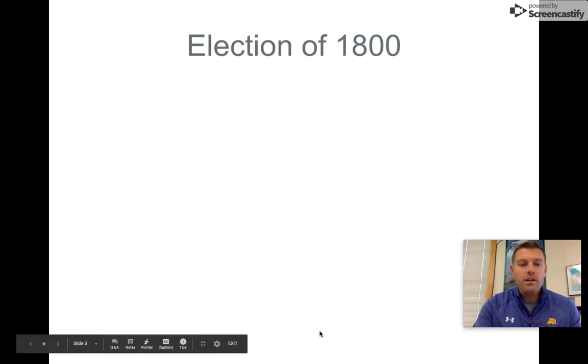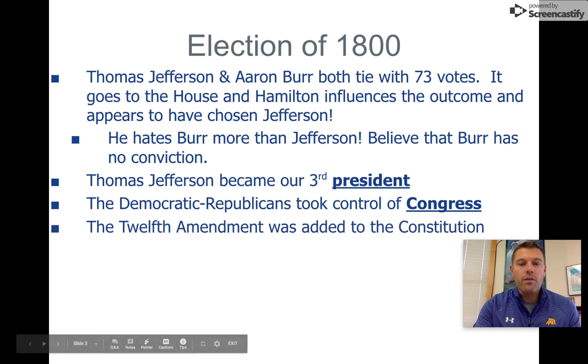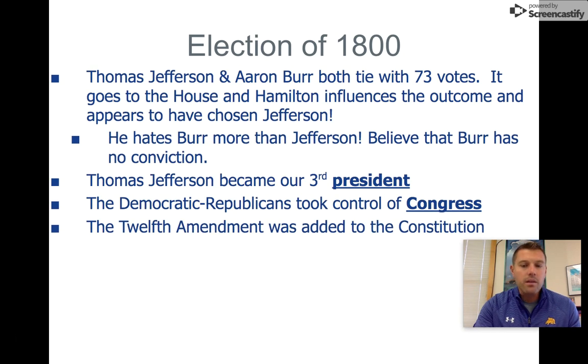The election of 1800 is also important for a couple other reasons. Jefferson's going to become our third president. Like we talked about, it's a peaceful transfer of power between Federalists and Democratic Republicans. It'll bring on the 12th Amendment because it's so confusing, and it has been for the last couple of elections. How you become president is a little bit confusing.